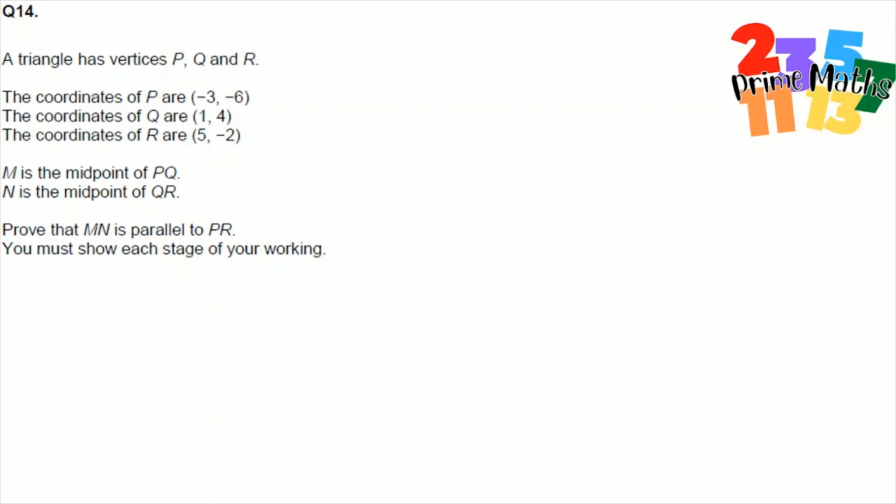Question 14 asks us to prove that two lines are parallel. We know lines are parallel if they have the same gradient. So we've been given a triangle P, Q and R, and we've been given the coordinates. So I'm just going to sketch this out. We could have P having the coordinates -3, -6. We can then have Q having the coordinates 1, 4. And then we can have R having the coordinates 5, -2.